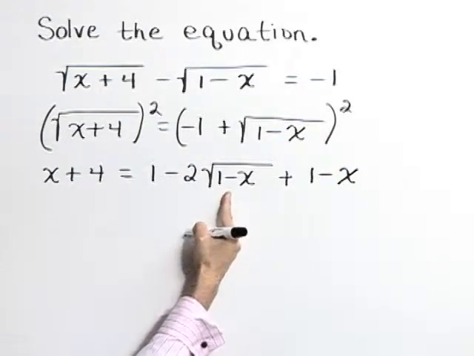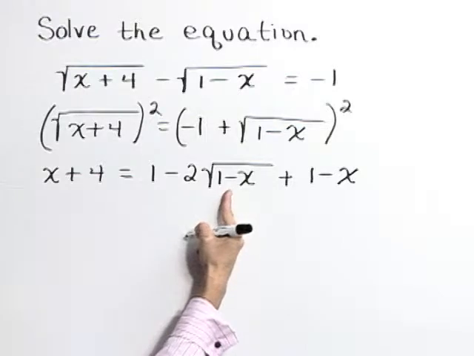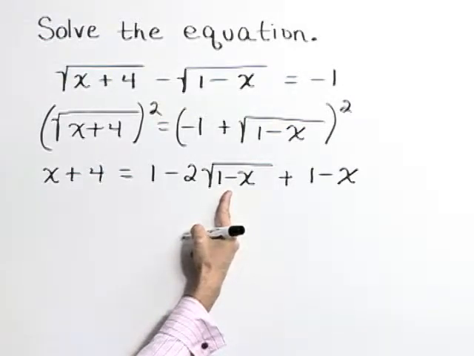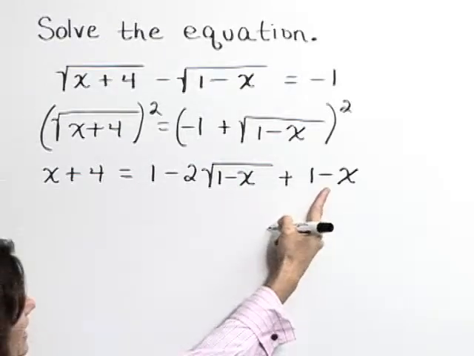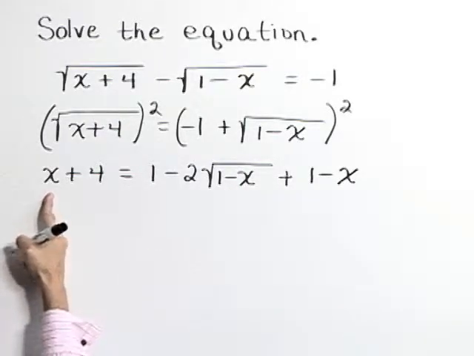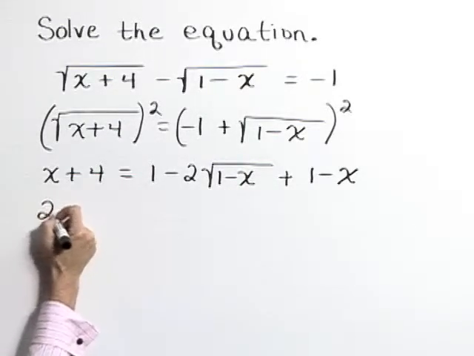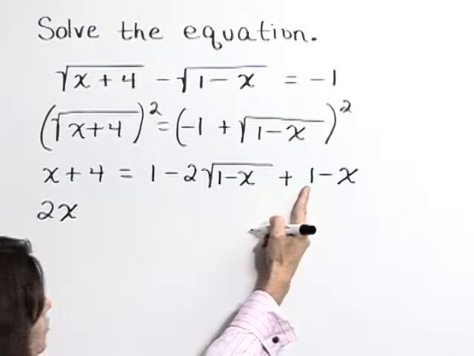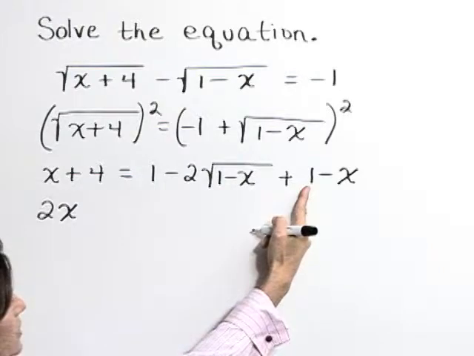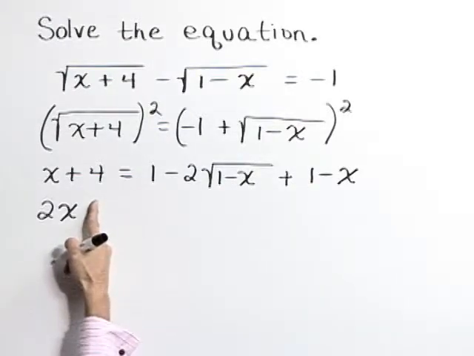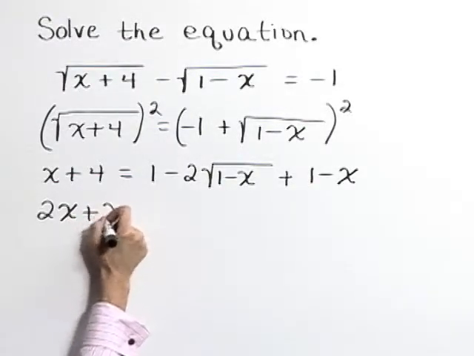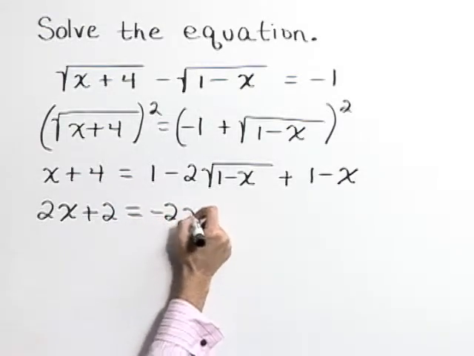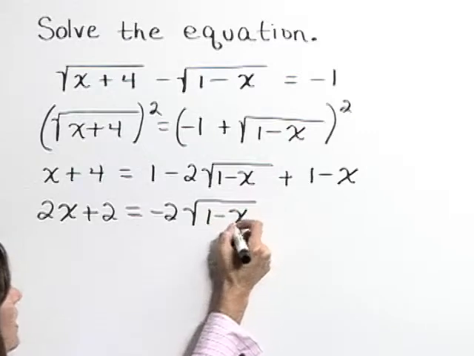Now, we still have a radical in this equation. We want to isolate this radical and square both sides again. So let's move things away from that. Add x to both sides so that we get a 2x on the left. 1 plus 1 is 2 on the right. Subtract that 2 from both sides. 4 minus 2 is 2. That leaves a negative 2 times the square root of 1 minus x on the right.